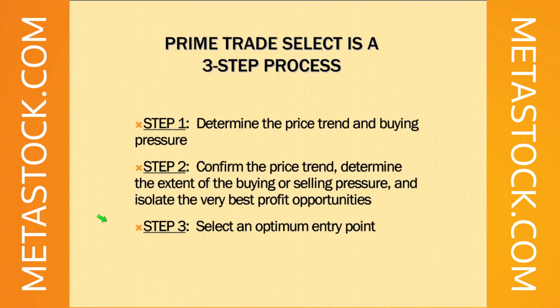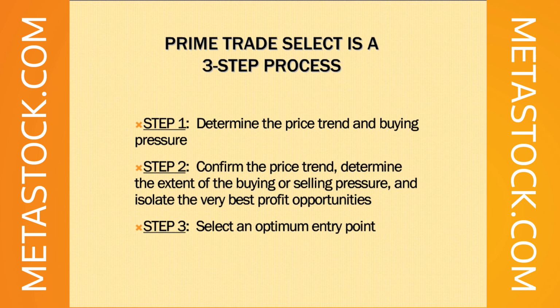So let's talk about Prime Trade Select, which is our trade selection process that I've been using for many years. And it's a three-step process. This is built into the MetaStock module, so these calculations are automatically done. And step one is to determine the price trend and the buying pressure for a stock. Step two is we want to confirm that price trend, and we want to determine the extent of the buying and selling pressure and isolate the very best trading opportunities.